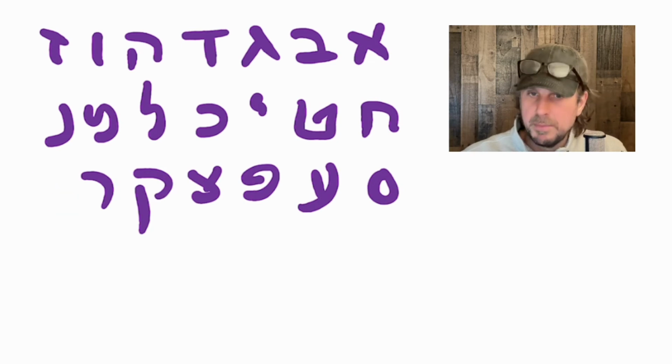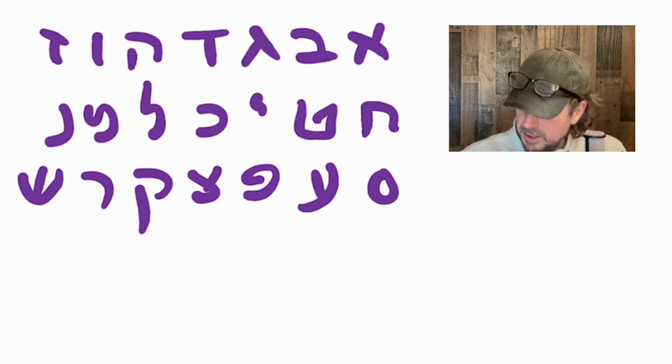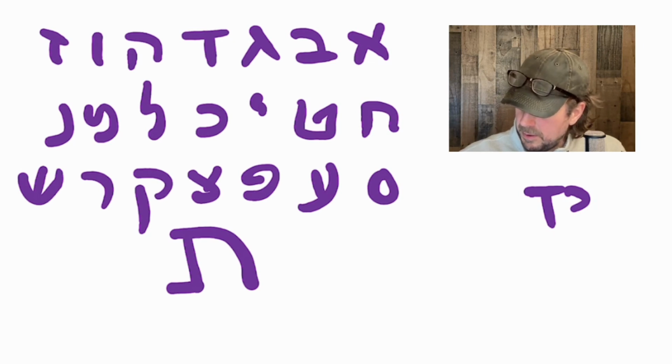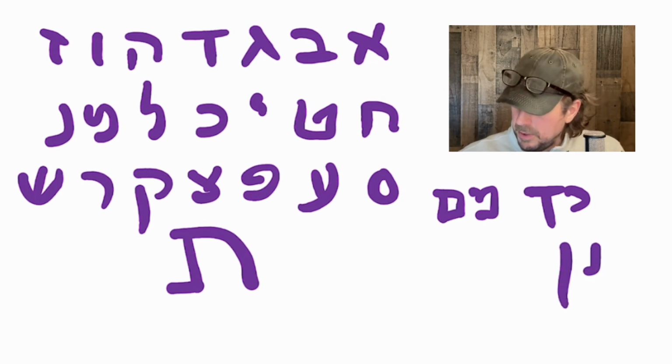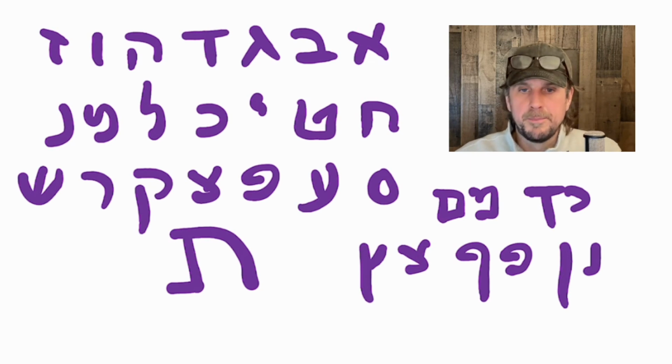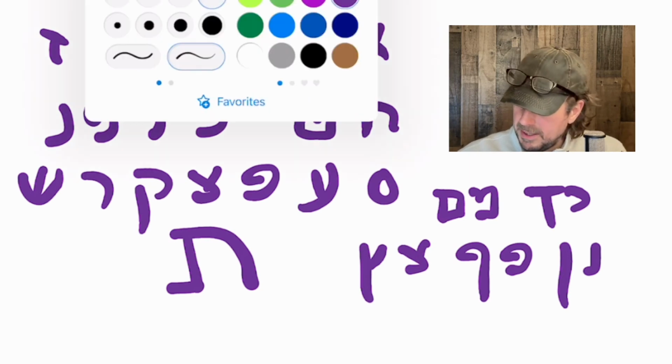Oh, I thought I'd fit my Shin on there. Oh, I suppose I can. Shin. And finally, our letter today. Make it a little bigger. Tav. And of course, our final forms. Once again, we have Kaf and Kaf Sofit. We have our Mem and Mem Sofit. We have our Nun and Nun Sofit. We have our Pei and Pei Sofit, and our Tzadi and Tzadi Sofit. There you go. How's that?